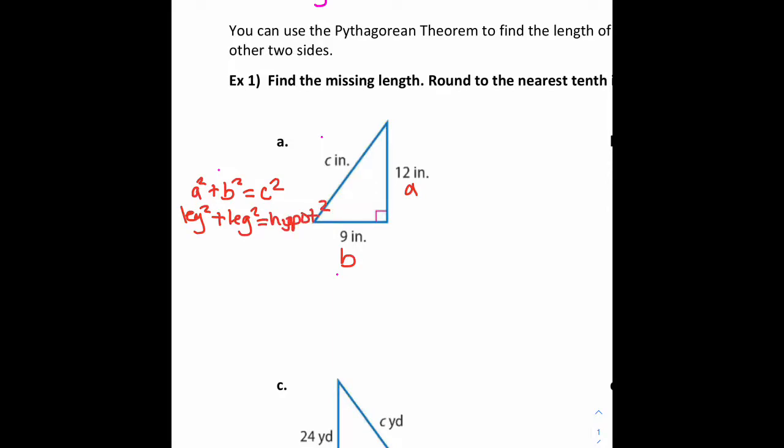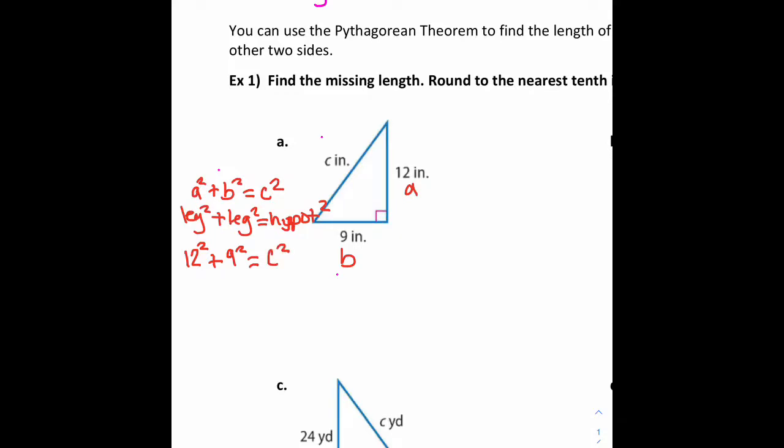We'll just abbreviate it, hypot squared. Now, again, that's leg squared plus leg squared equals hypotenuse squared. So let's put in our two legs and solve for the missing length. If a is 12, then we're going to put a in right here, and that's going to be 12 squared, plus b squared. B is 9, so that's going to be 9 squared, equals c squared, which we don't know, so we're going to leave the variable there.